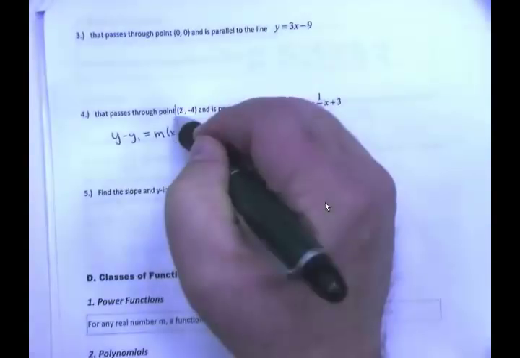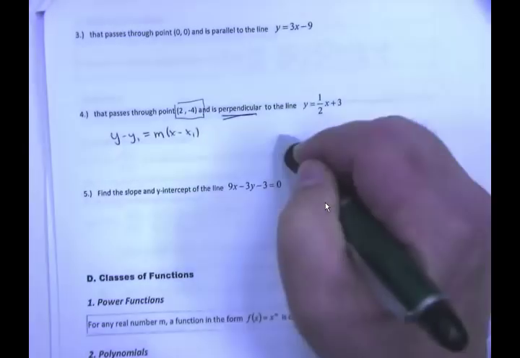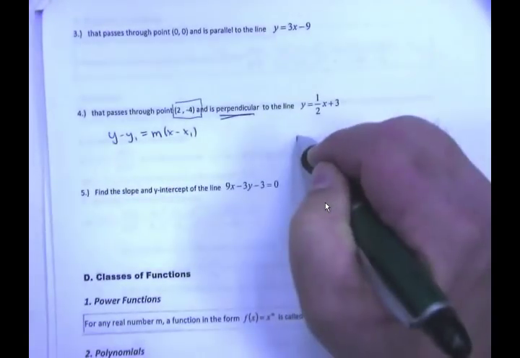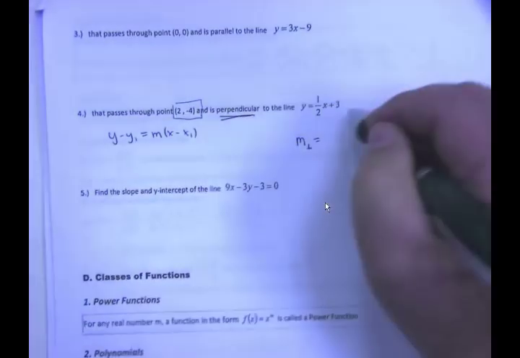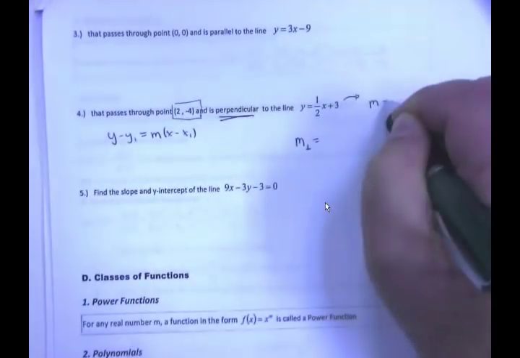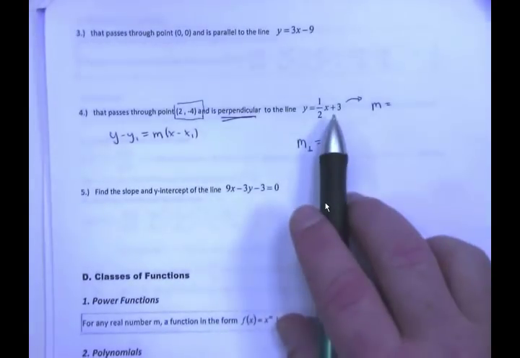What's that right there? Point. Got the point part covered. I need a slope. What do you guys remember about perpendicular slopes? Negative reciprocal. So first off, I got to find the slope of this line. To find the slope of this line, you need to put it in slope-intercept form. But the nice thing about this problem is they went ahead and put it in slope-intercept form for us. y equals 1/2 x plus 3.